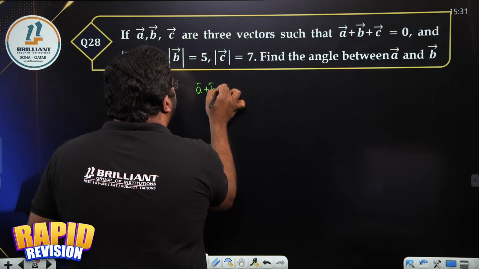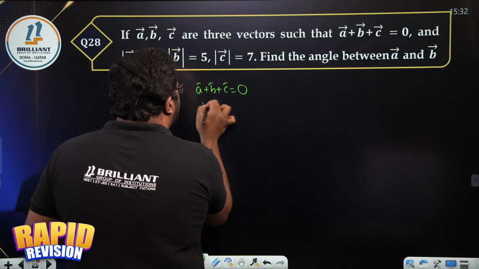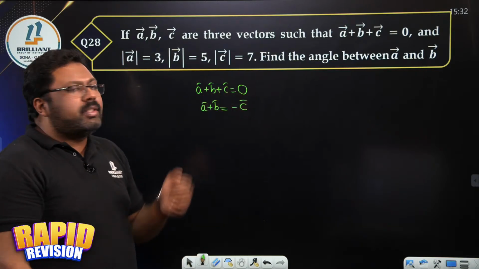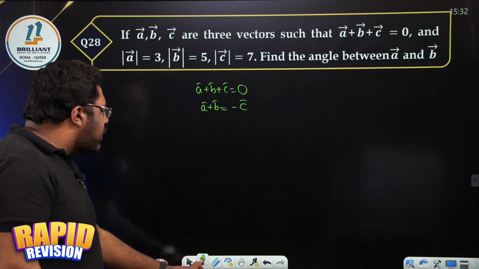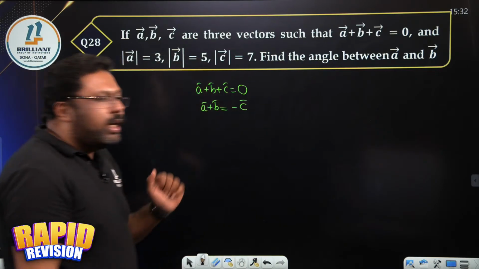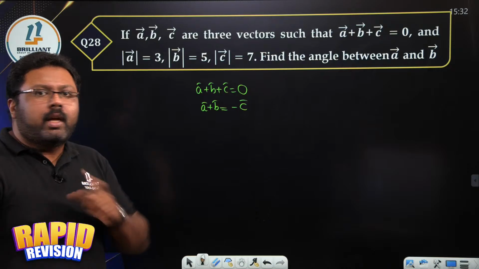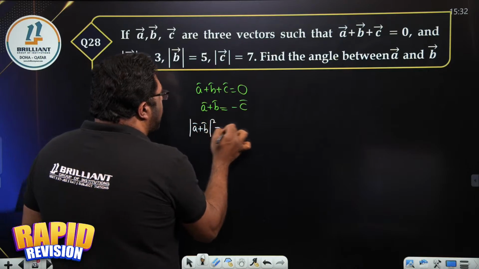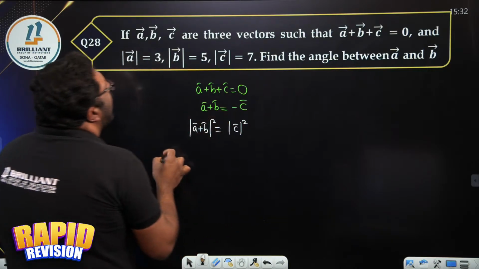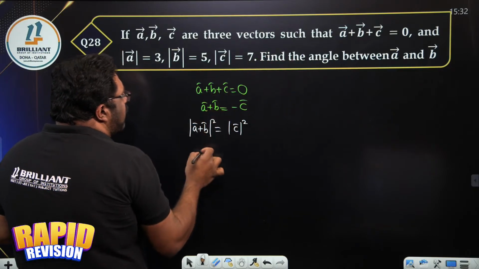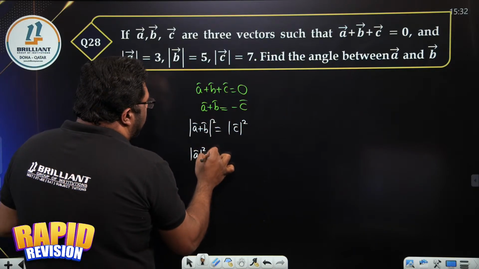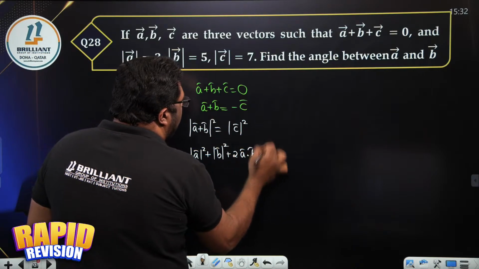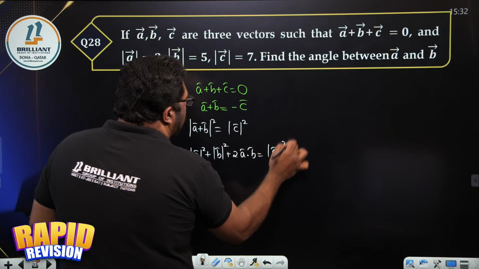A plus B plus C equal to 0. I am only concerned about the angle between A and B. So I just push the C to the other side. Now I'll square. If you straight away square without doing this, C also will get involved in the answer. We don't want C. So square both sides. Magnitude A plus B squared is magnitude C squared. And all of the vectors say their magnitude. So here A squared plus B squared plus 2A dot B equal to magnitude C squared.